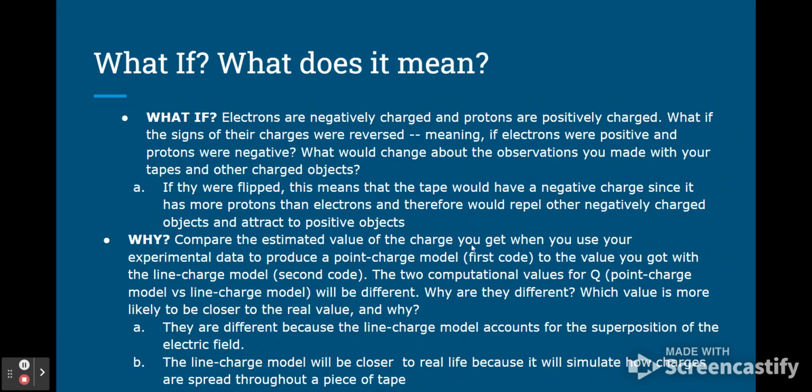And my first computational model was different than my second one because the line charge model accounts for the superposition of the electric field. And the line charge would be closer to real life because it would simulate how charges are spread throughout a piece of tape.